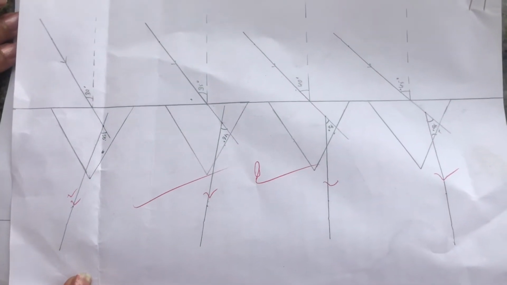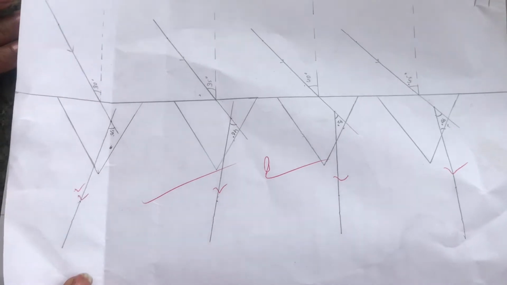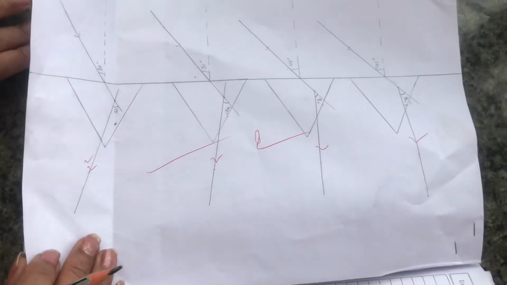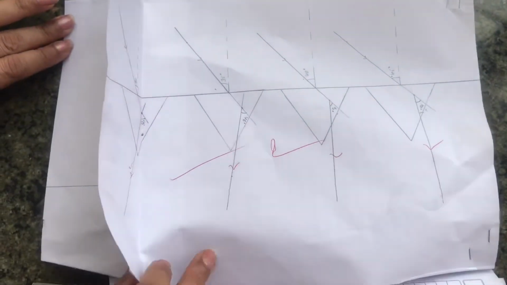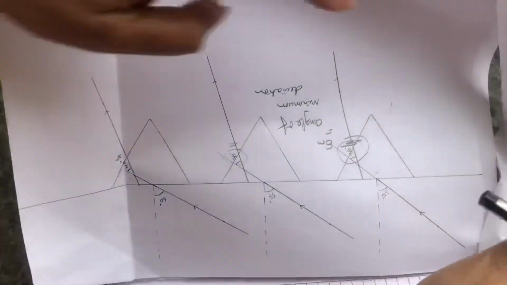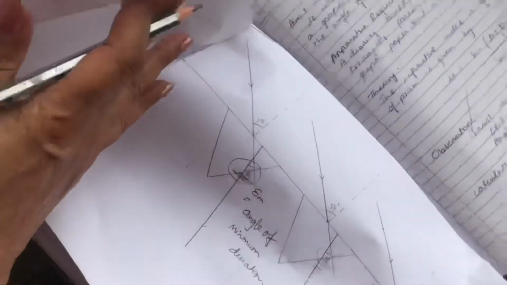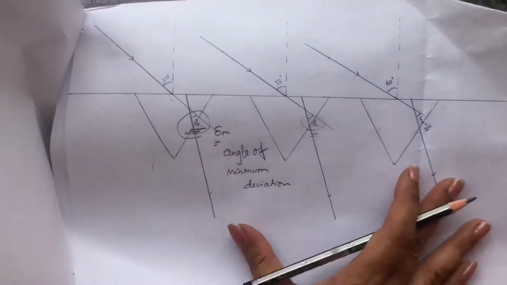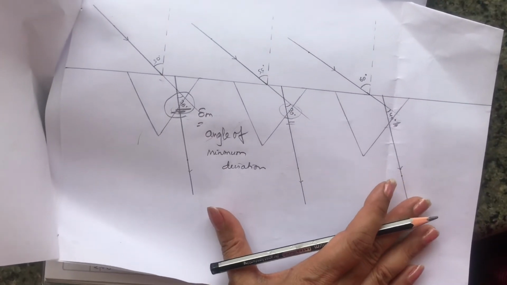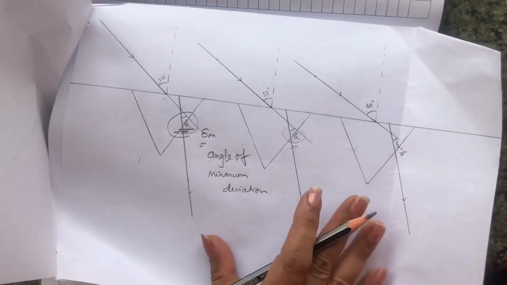It is compulsory to attach this observation sheet, otherwise your marks will be reduced, or you will not get any marks, because it shows that you have not done the experiment if you don't attach this observation sheet.